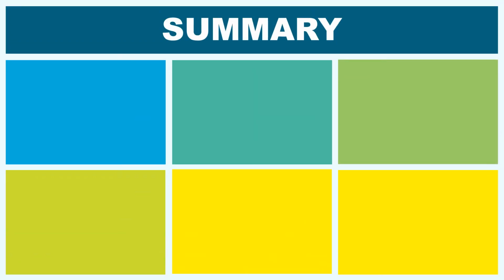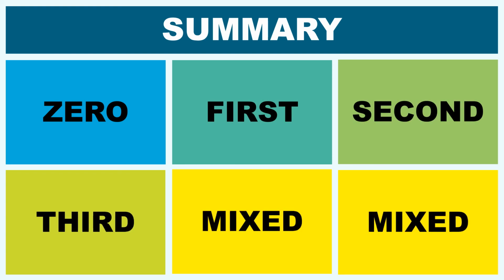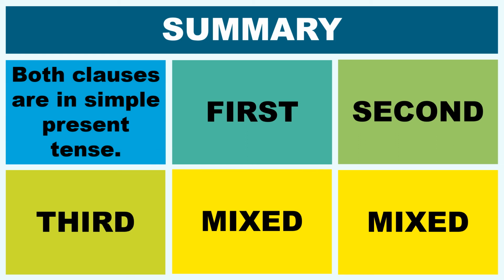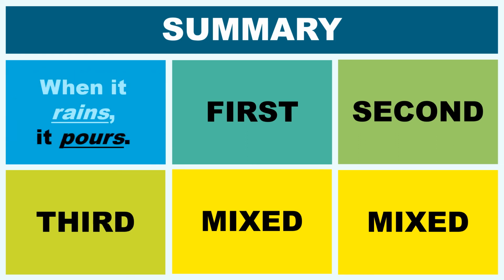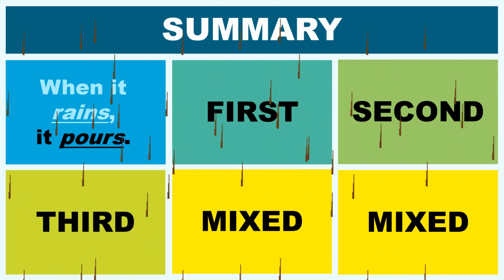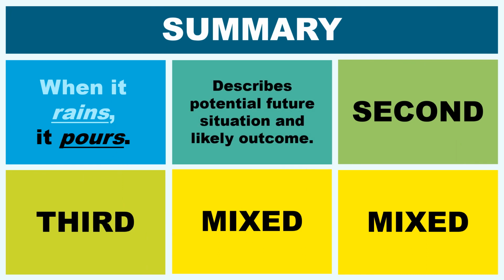All right, let's do a quick summary. We have the zero conditional tense, the first, second, and third conditional tenses, as well as the two mixed conditional tenses. The zero conditional tense applies to current general truths. And in that context, we're just going to have both clauses in simple present tense. When it rains, it pours. So whenever it's raining, it comes down a lot. Present, simple, both. First conditional describes a potential future situation and likely outcome.